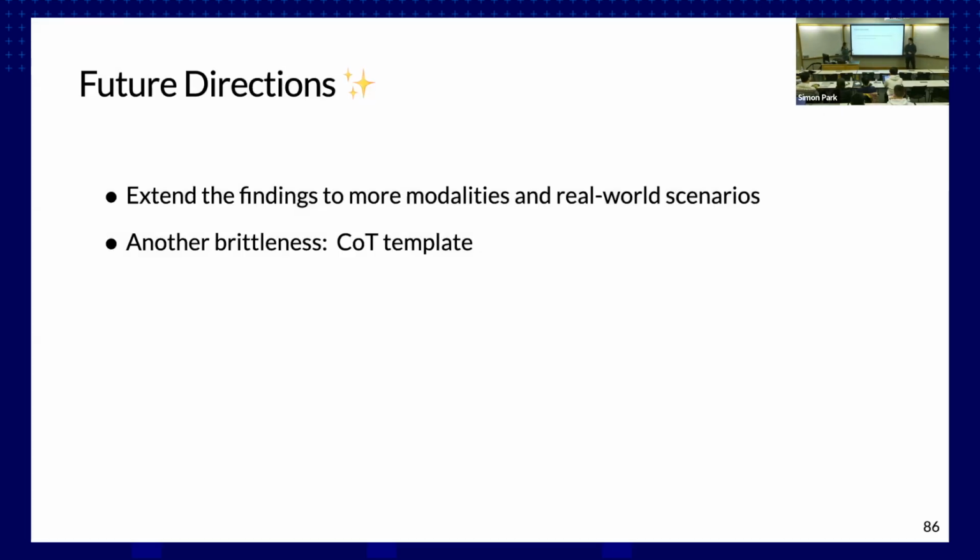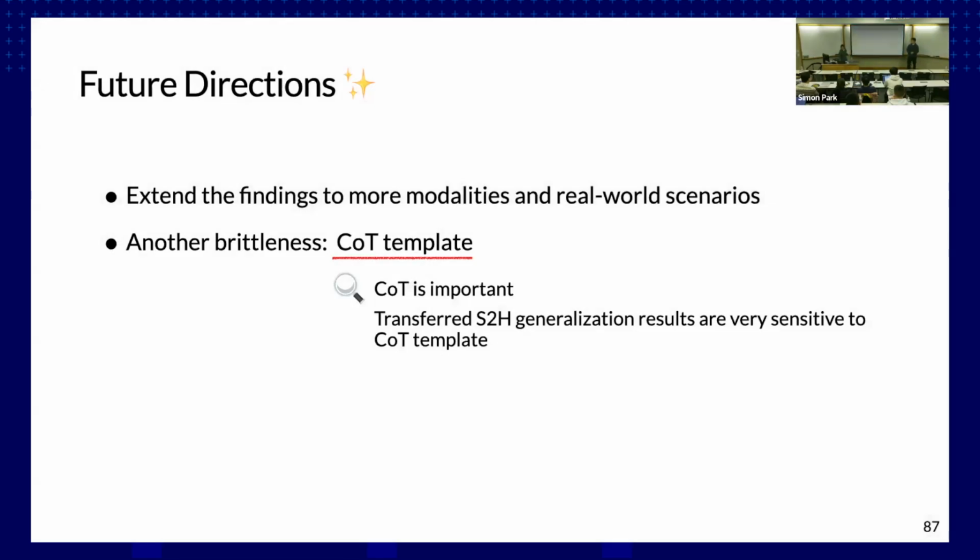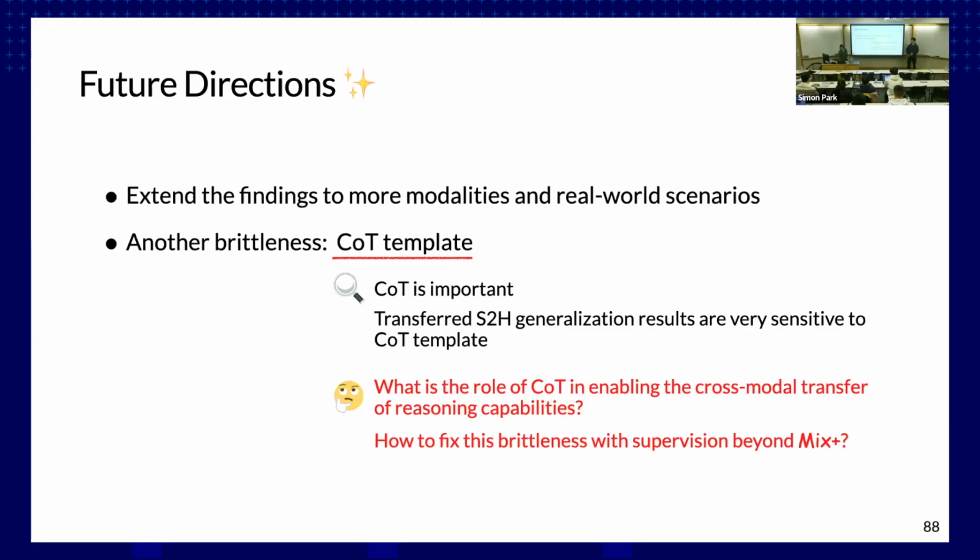Another issue is that we also find that chain of thought plays a very important role in all our experiments. But we also identify another brittleness in the resulting model: the transfer of the generalization result is very dependent on the use of the chain of thought template. So we're curious what the role of chain of thought is in the cross-modal transfer of reasoning capabilities, as well as how to fix its brittleness.